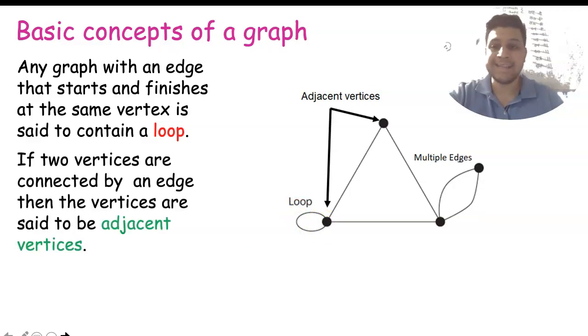If 2 vertices are connected by an edge, the vertices are said to be adjacent. So as you can see, this vertex and this vertex are adjacent, and this vertex and this vertex are adjacent.